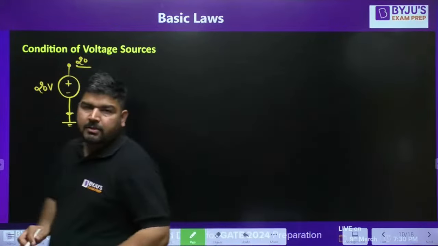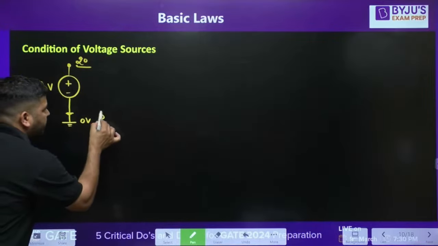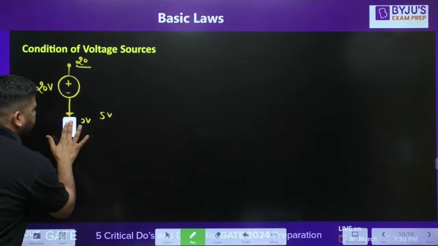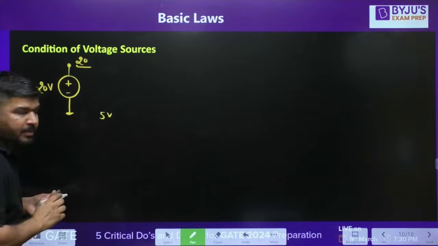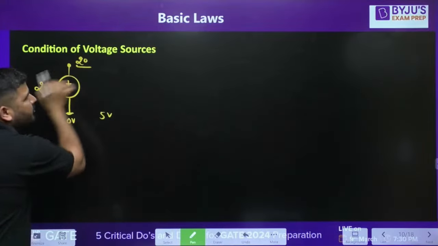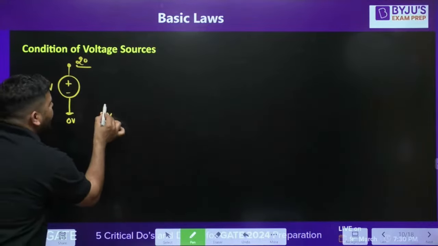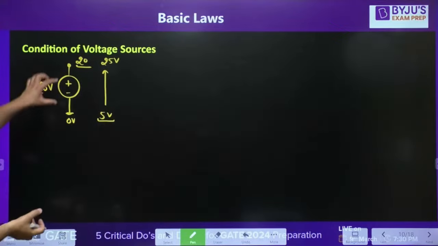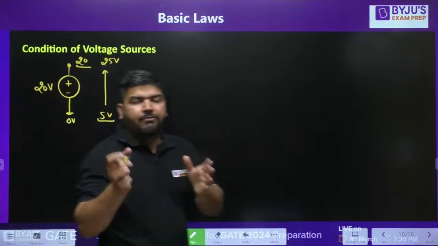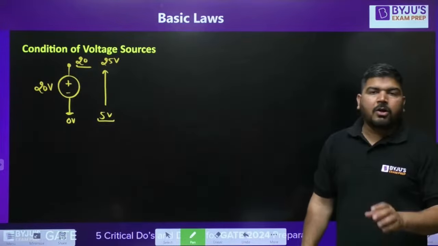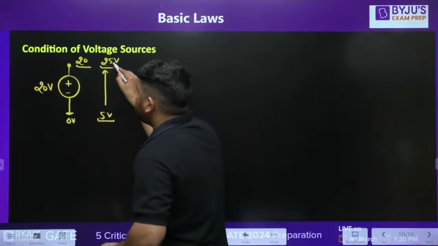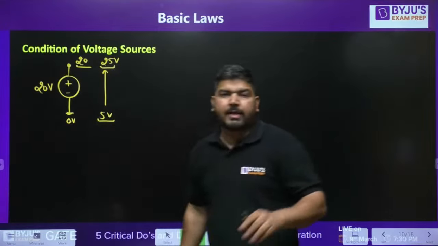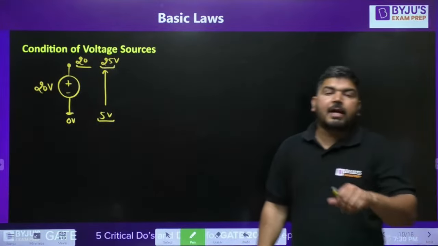But this is not absolute, because it all depends on the reference. Let's say this voltage is not 0 volt, let's say it is 5 volt. I'm not making it ground. If it is 0, then this has to be 20. But if it is 5 volt, then this voltage has to be 25 volt. It means a voltage source will only tell you about the difference. It will not tell you about the point voltage. Point voltage will depend on which reference you are taking.